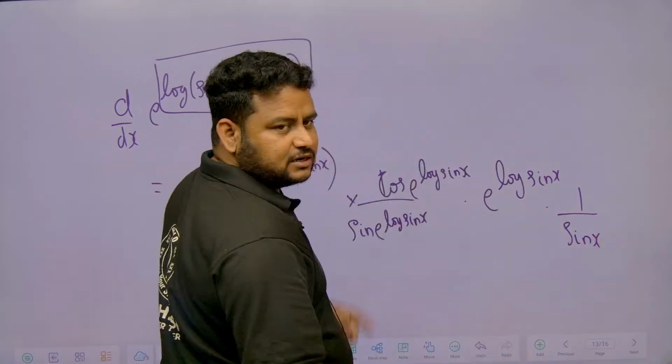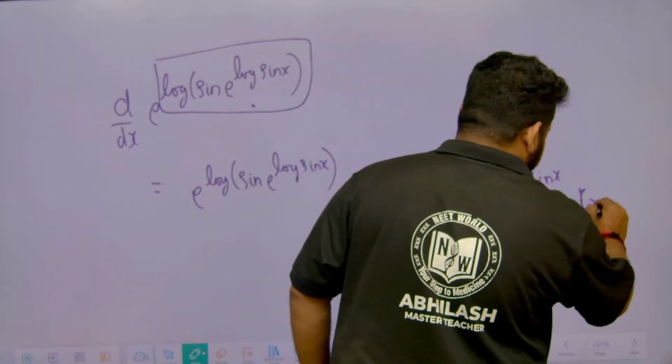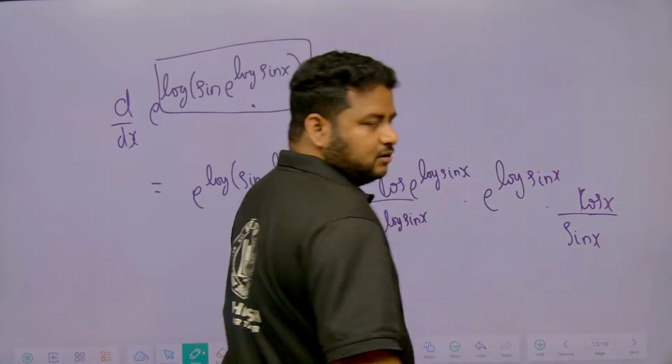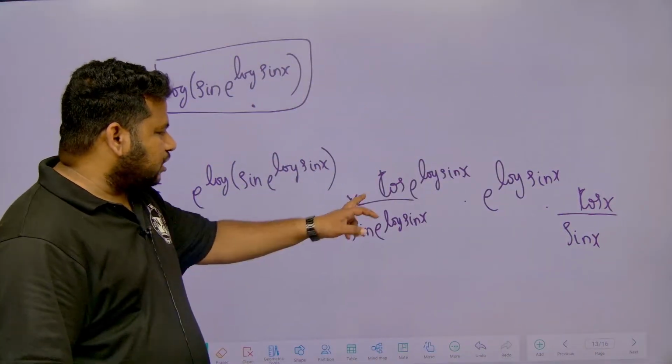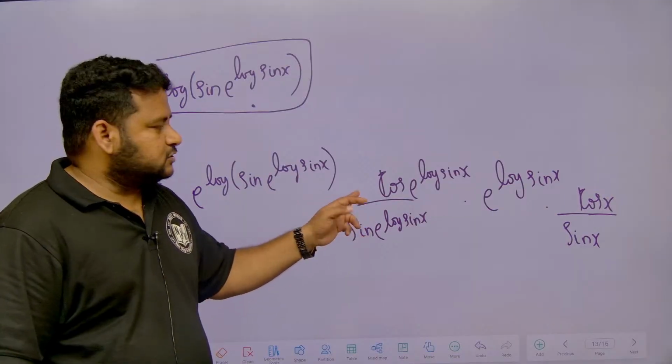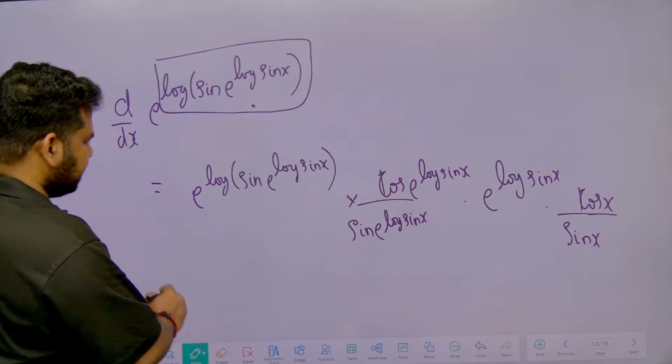Differentiation of sin x is what? Cos x. Okay. If you know basic trigonometry, cos by sin is what? Cot. So cos by sin is cot. So this finally I can write it as what?